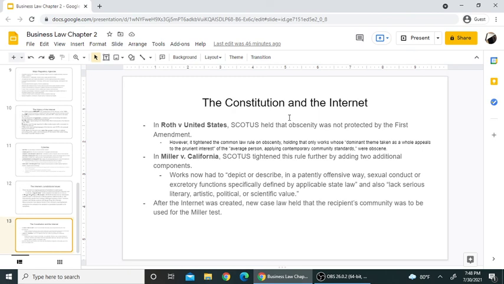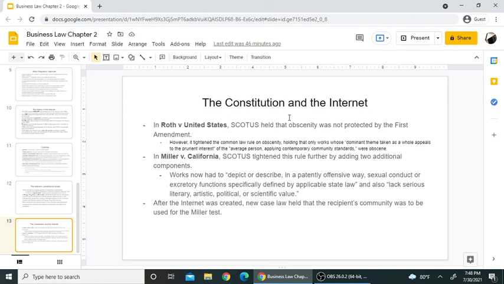And both of these cases were decided by a close vote. Roth was decided, I believe, on a 6-3 vote, and Miller was decided on a 5-4 vote. So the case law on obscenity and a lot of internet issues can really change pretty quickly, because of the composition of the Supreme Court, and also because the technology is developing pretty quickly and much faster than the law develops.